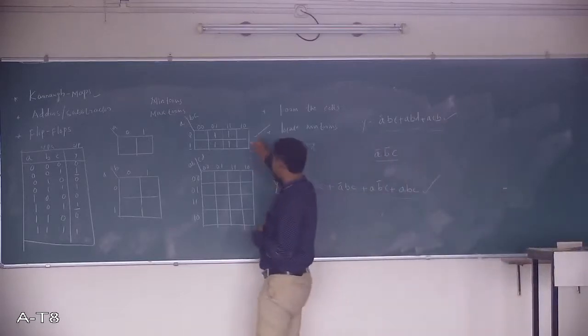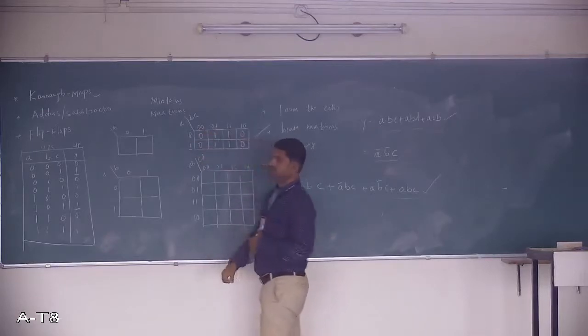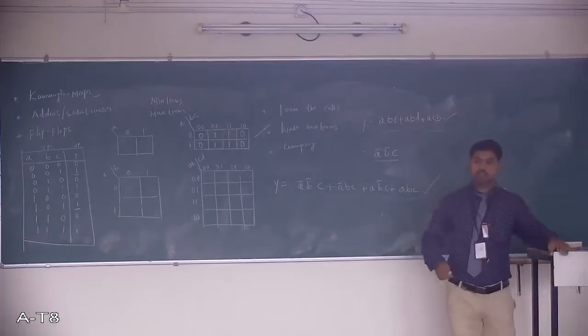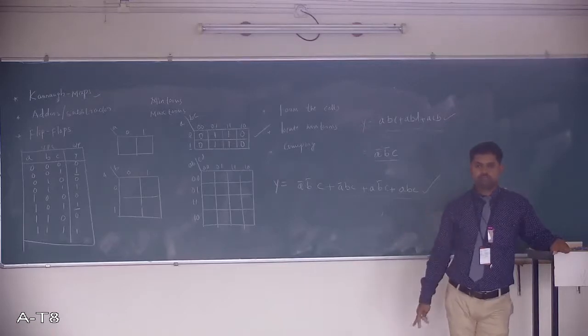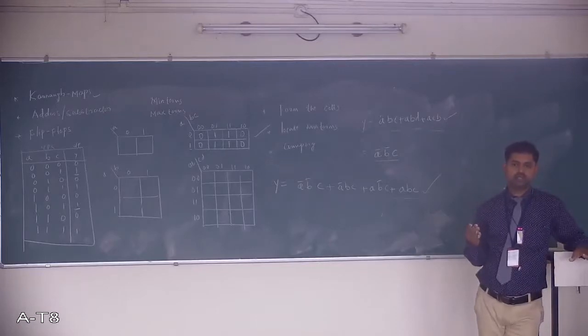The remaining cells, straight away you write them as 0. This is the second step. Draw the number of cells, and fill each cell with either ones or zeros.